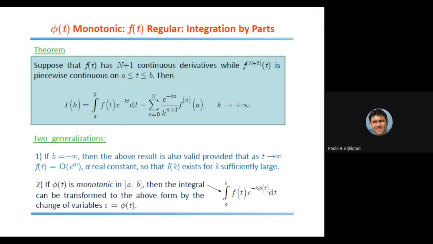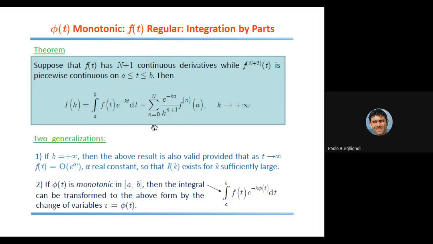And so now we can state the theorem which covers this case. So phi monotonic, f of t regular. The theorem is the following. Suppose that our function f of t is smooth in the sense that it possesses n plus 1 continuous derivatives, whereas the n plus 2 derivative exists, but is only piecewise continuous. So it may have some isolated discontinuity inside the integration domain from A to B. Then you can prove, integrating by parts, that the following asymptotic representation holds, in which you have n+1 terms.